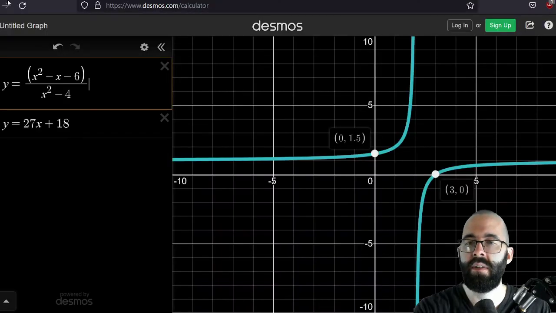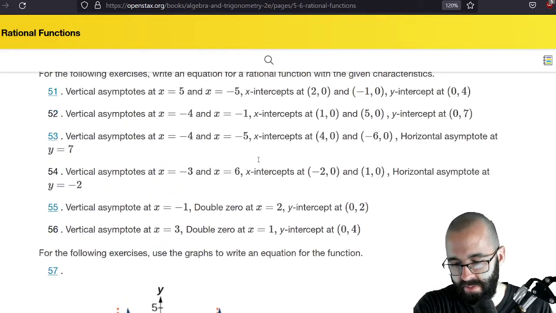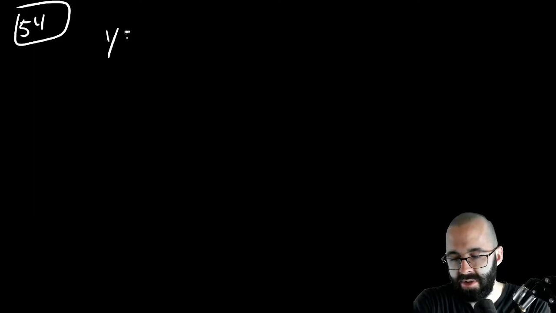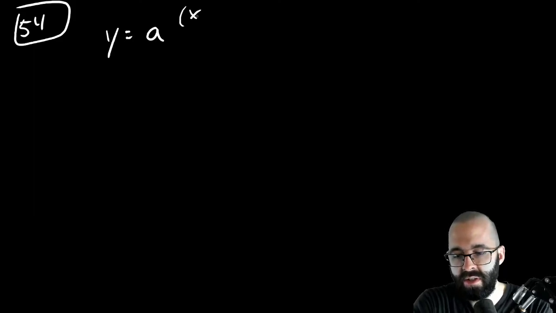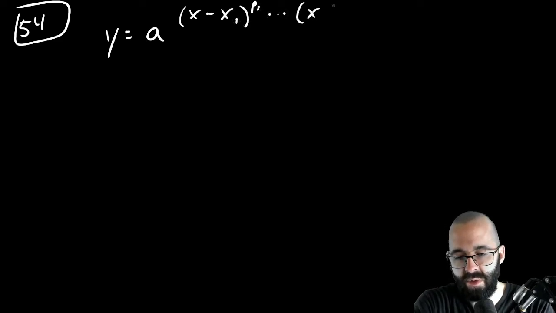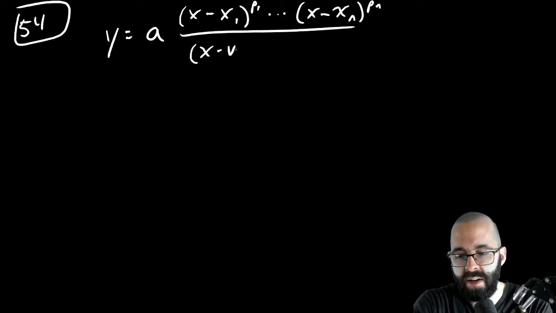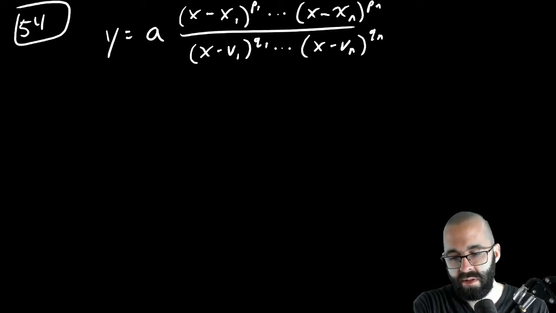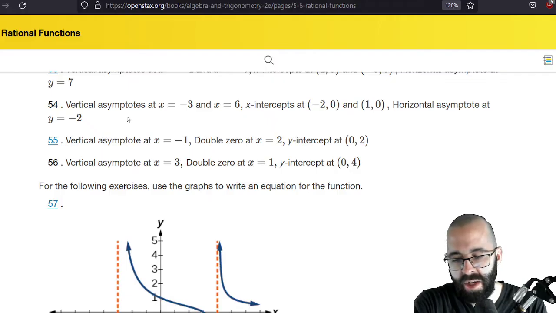Two more. Let's look at 54. Write an equation with the given characteristics. So we know our equation is just going to be a bunch of factors. Those are the zeros or the removable discontinuities on the top. And a bunch of factors on the bottom as well, which correspond to removable discontinuities or to vertical asymptotes. And then we just kind of fill things in given the information.